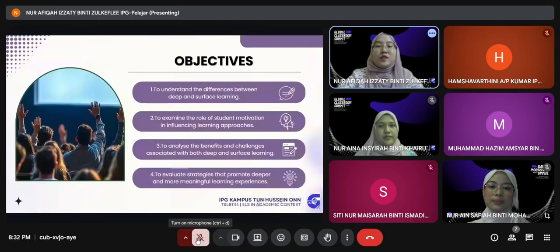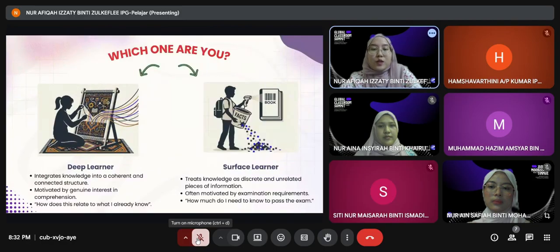So we will start our talk show with a very simple question that I would like the audience to ponder. Based on the slides, you can see 2 different pictures, and the first one indicates a deep learner, and the second one is a surface learner. Some of you might be wondering what deep learner or deep learning or even surface learner or learning is all about.